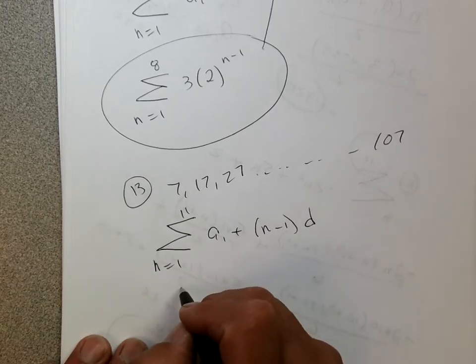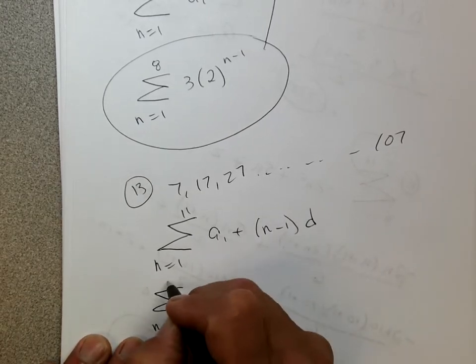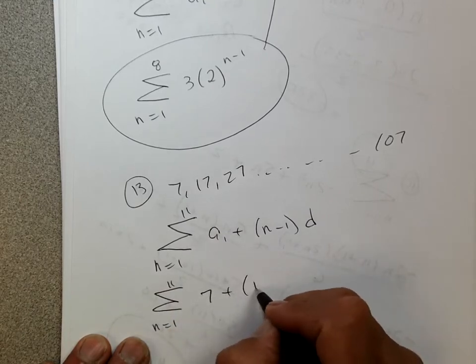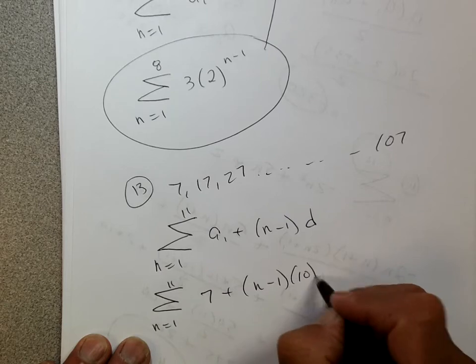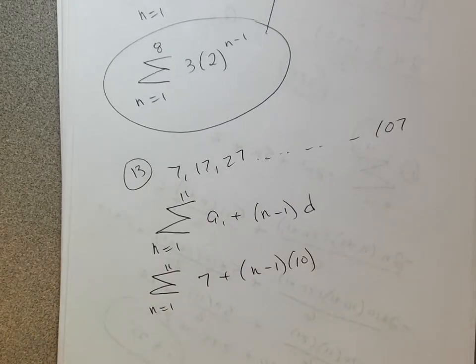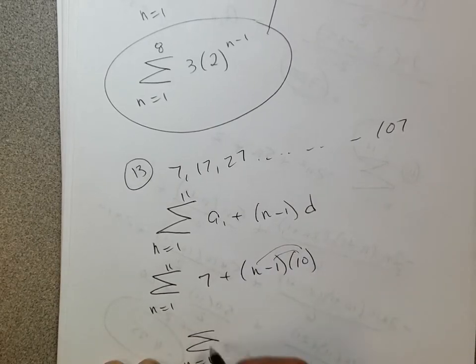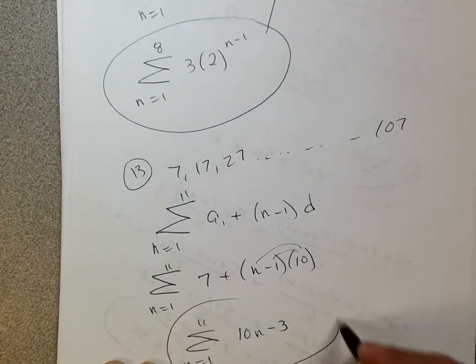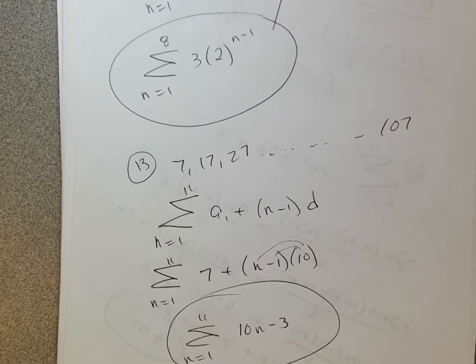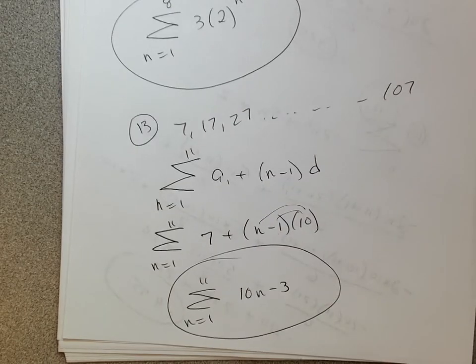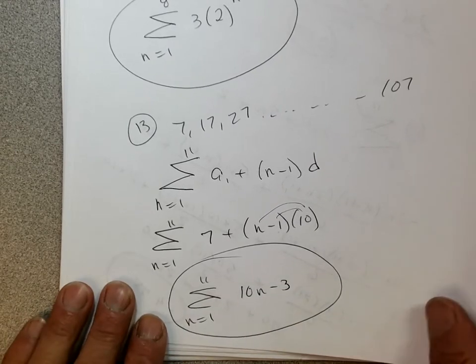So we'll go sigma n equals 1 to 11 of 7 plus n minus 1 times 10, right? Because I'm going up by 10, right? My difference is 10. And that technically is correct, but I'm going to tidy it up. I know that's a 10n and a minus 10. So I would take this answer, but a better answer would be n equals 1 to 11 of 10n minus 3. That is a tidier answer. Got it? Thumbs up?